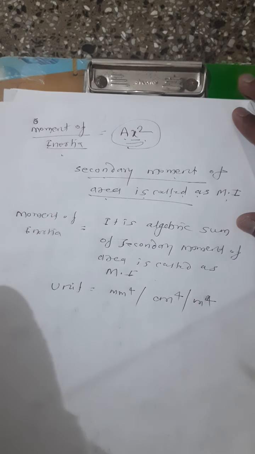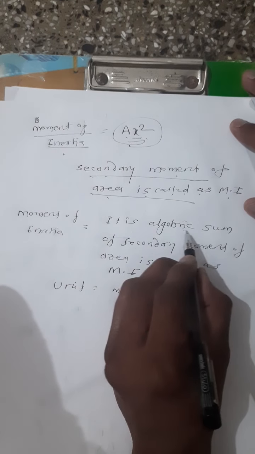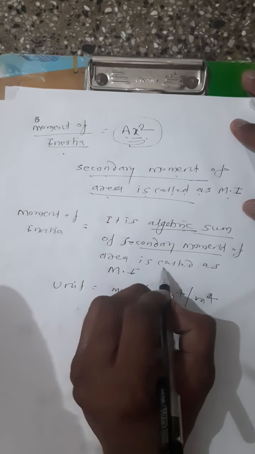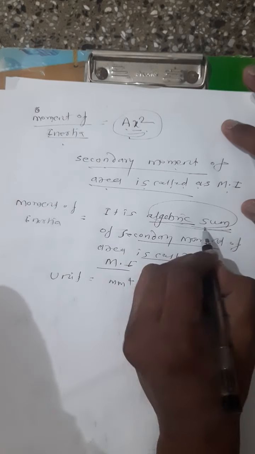So this is what moment of inertia is. Secondary moment of area is called what? Moment of inertia. So what does it mean? It is the algebraic sum of secondary moment of area. That is called moment of inertia. What does algebraic sum mean?